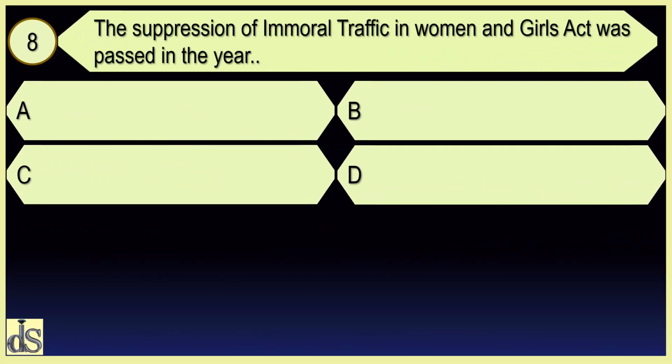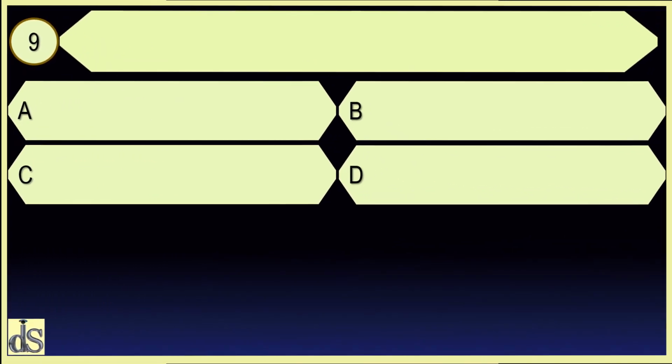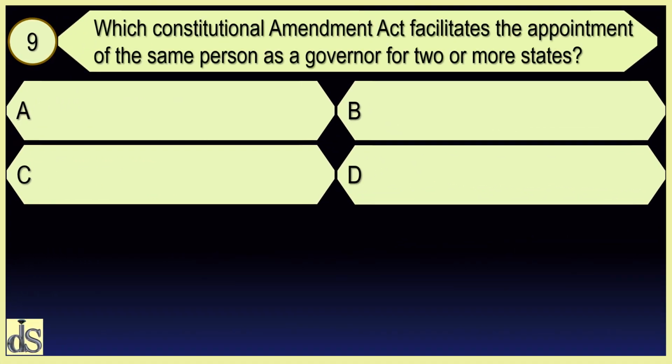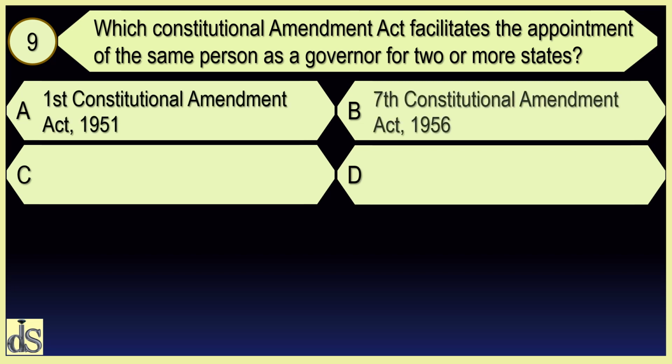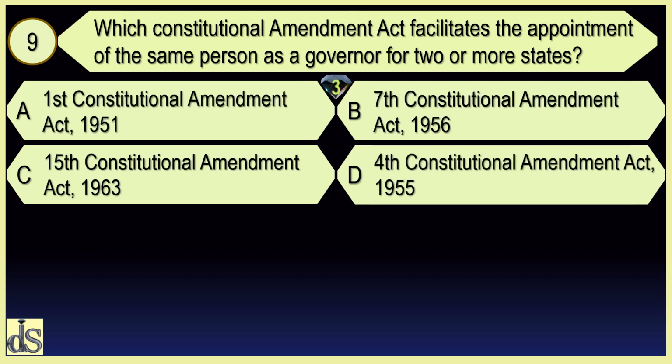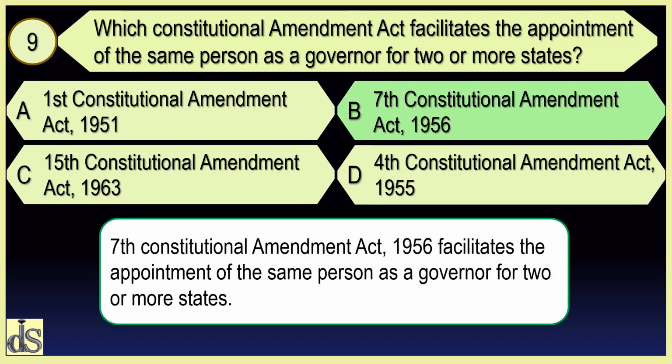The Suppression of Immoral Traffic in Women and Girls Act was passed in the year 1956. Which Constitutional Amendment Act facilitates the appointment of the same person as a governor for two or more states? Seventh Constitutional Amendment Act 1956.